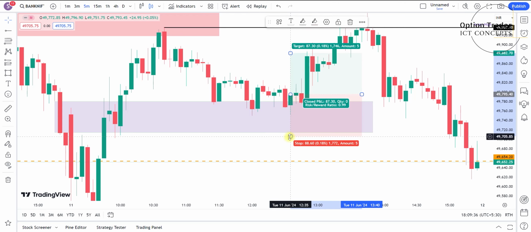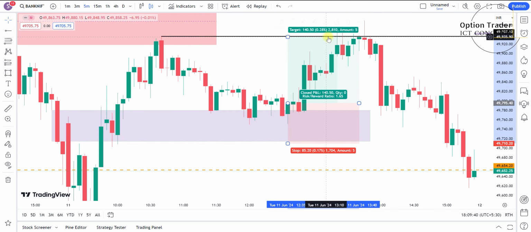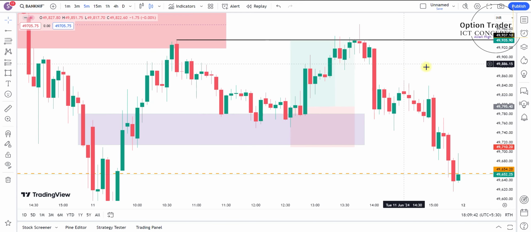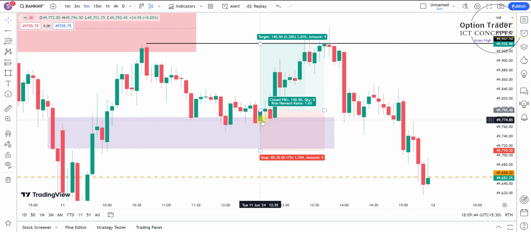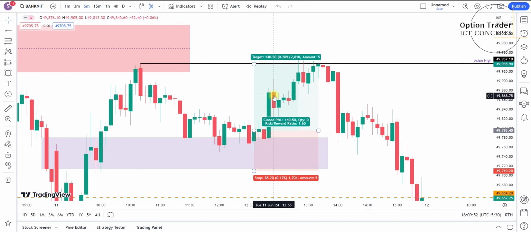I just entered over here, kept my SL over here, and my target was the Asian high. This was my target area. What happened? The very next candle itself shot up to the upside and it retraced back also. Even though tomorrow's expiry, so the decay was too much, I held and it eventually hit the target.